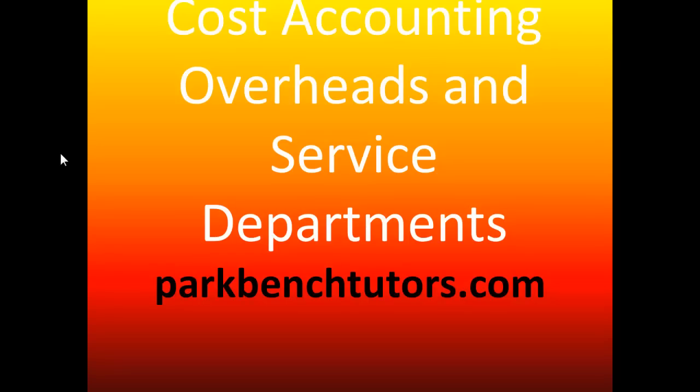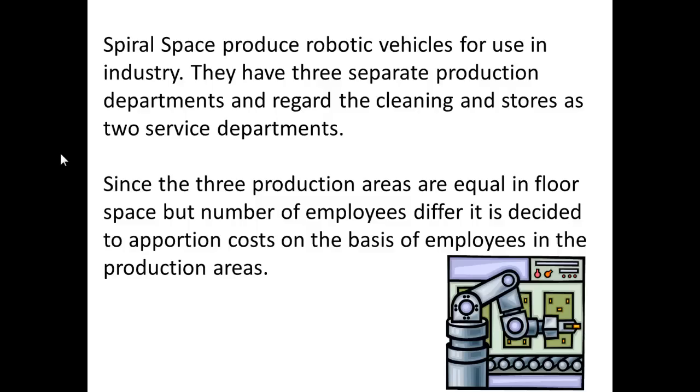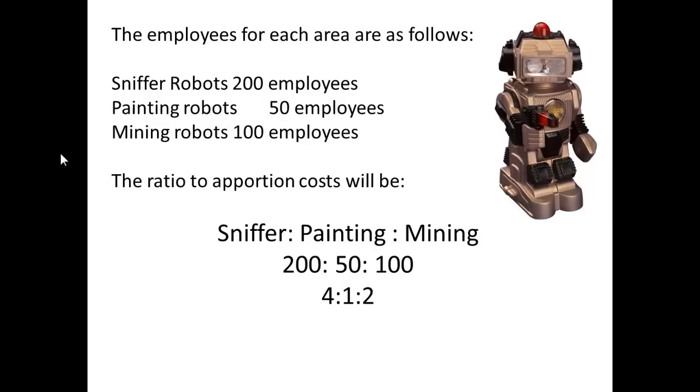In this podcast we're going to continue our look at cost accounting, and we're going to see how we can apportion services and do some reapportioning work. Our first example is for Spiral Space Products, who do robotic vehicles for use in industry, and these have 3 separate production departments, and they treat cleaning and stores as service departments. They're going to use the number of employees as the basis for the apportioning of the costs.